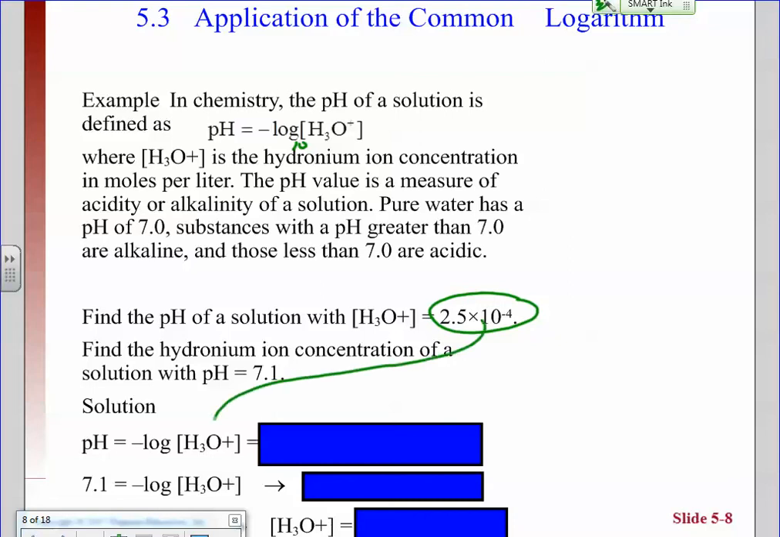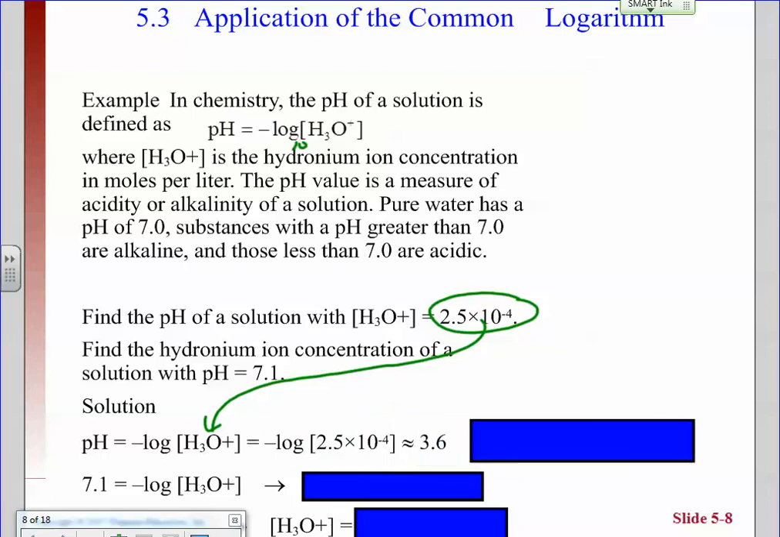times 10 to the negative 4th, we put that in our calculator, log of 2.5 times 10 to the negative 4th, and we get negative 3.6, but the negative in front here makes it positive, so the answer is 3.6. So anything less than 7 pH is acidic, anything greater than 7 is alkaline or basic. And remember, the answer to the pH is 7.1.